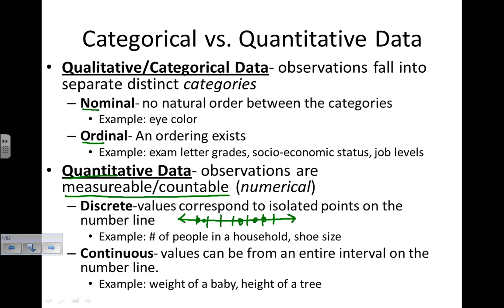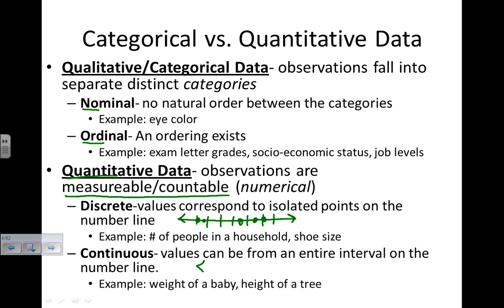Now, a really common misconception with discrete is people think it has to be integers, and that's not correct. So while you can have integers, you don't even have to have integer values. So here it just means only certain values, whereas continuous are going to be on an entire interval or number line.